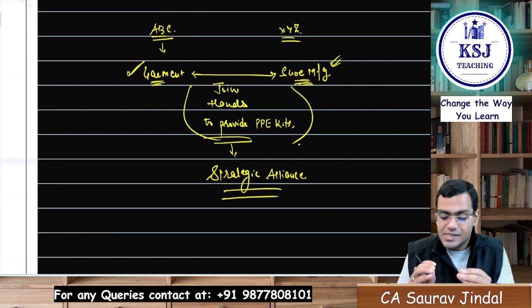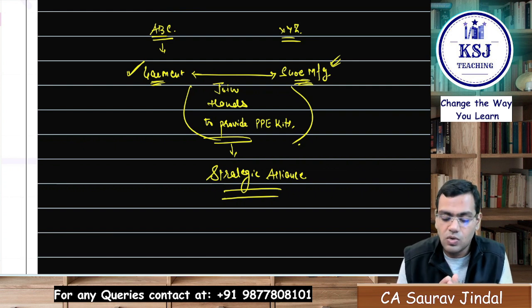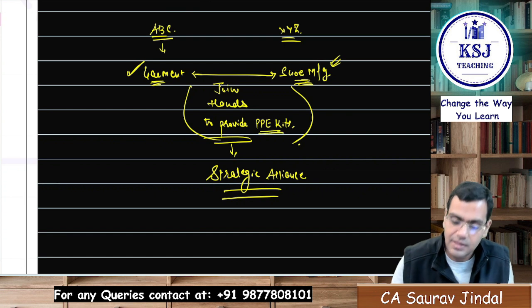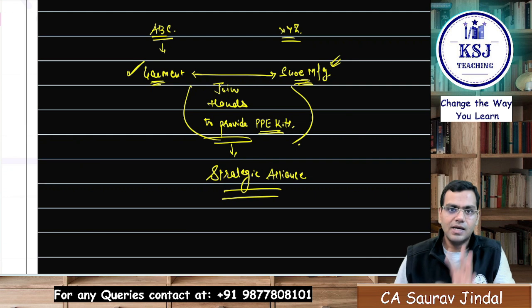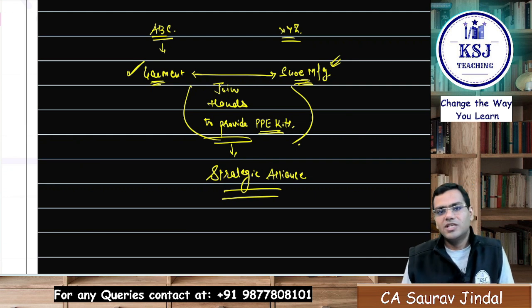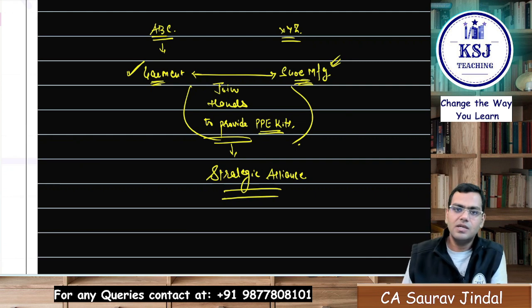But still, they will join hands, they will share the technology, they will share the know-how for making the PPE kits. This is known as strategic alliance. They come together to gain the synergy benefits on something that individually they would not have been able to do, right? In politics, now this is very common, sir.